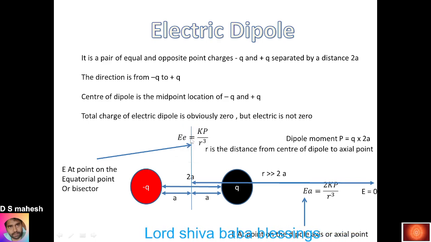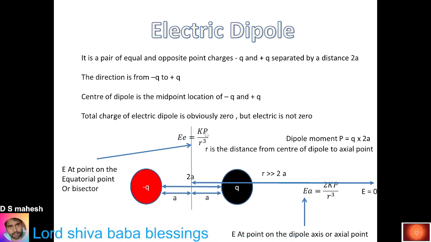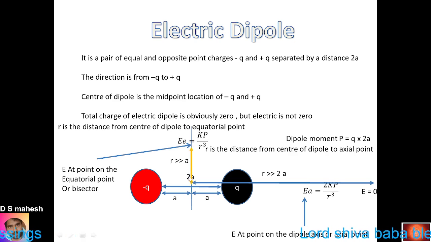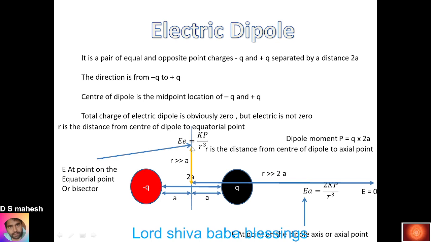Again, it is given by kp divided by r cube, where p is the dipole moment, which is nothing but q cross 2a, divided by r cube, where r is the distance from the center of the dipole to the equatorial point where we are trying to find the electric field.